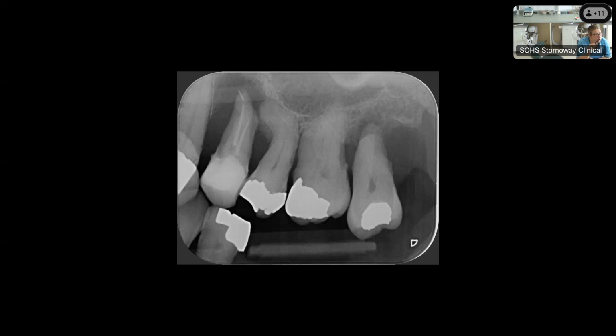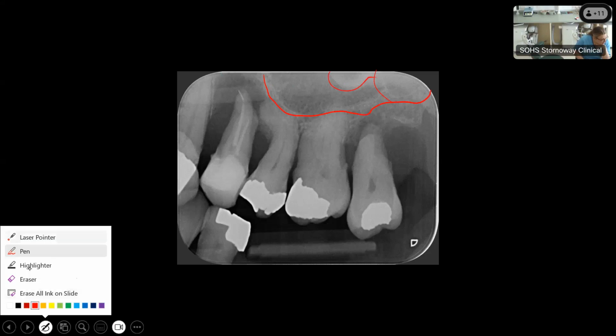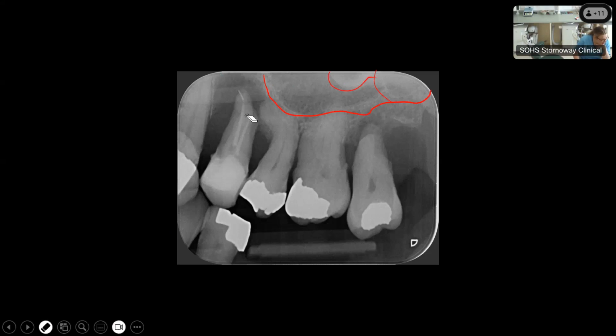The sinus here is normal. Yeah, maxillary sinus. Say the floor of the maxillary sinus is visible, so that you're recognising that you know what that anatomy is. Okay, what about pathology? Let's think about pathology from a perio perspective first.